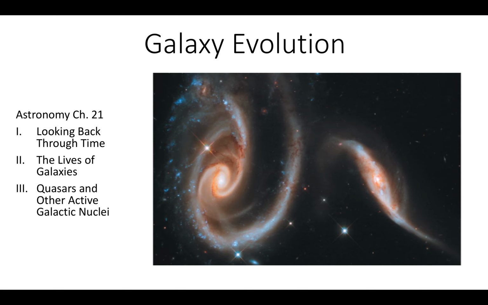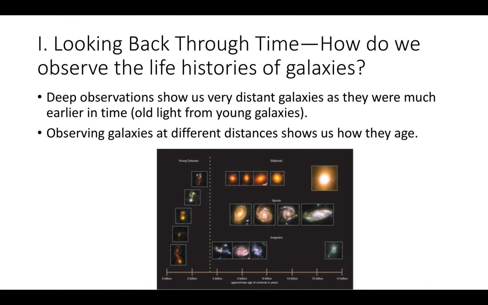All right, welcome back. Today I'm going to talk about galaxy evolution, basically looking at old light of galaxies and comparing it to young light of galaxies to kind of put together a timeline, if you will, of how galaxies do form. So we'll talk about the lives of galaxies and then end with a unique kind of feature called quasars and other active galactic nuclei. Ooh, say that 5 times.